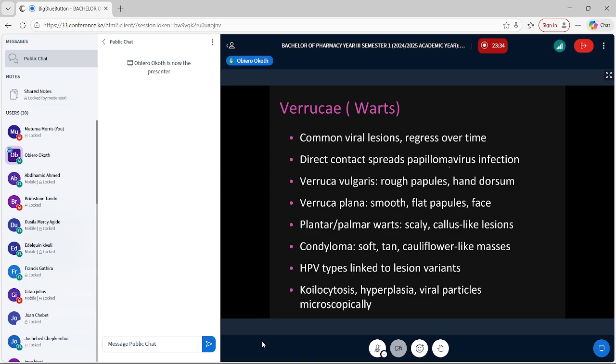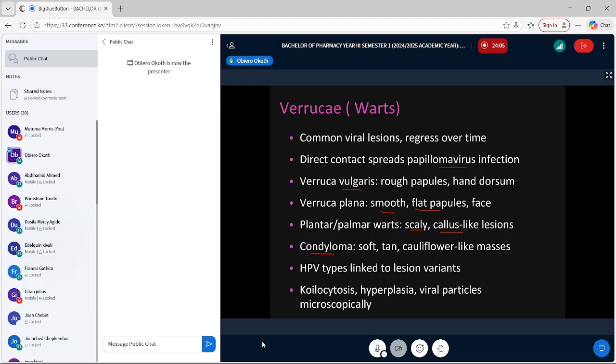Direct contact by papilloma virus infection, HPV infection. Yes, the non-cancerous. Verruca vulgaris means the common wart. Rough papules on the hand and the dorsum. Verruca plana means the flat one. So you have a flat papule. Then the palmoplantar one, these are scaly, look like cones or calluses.